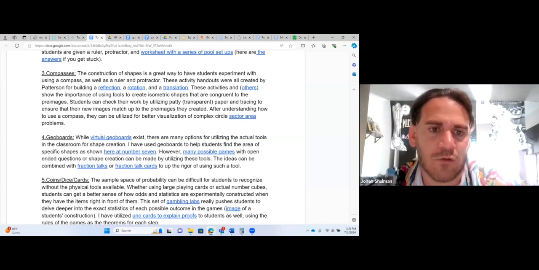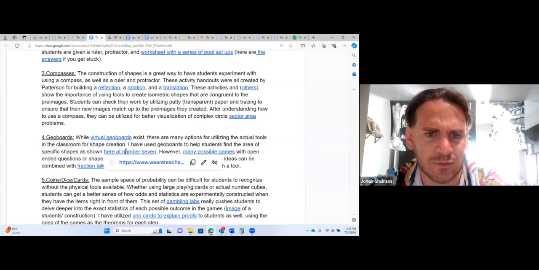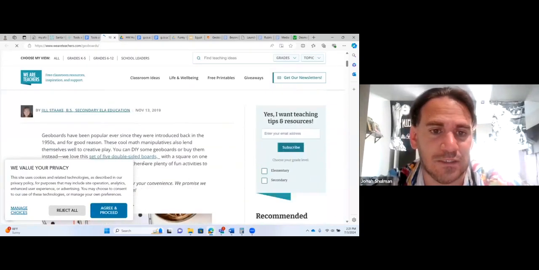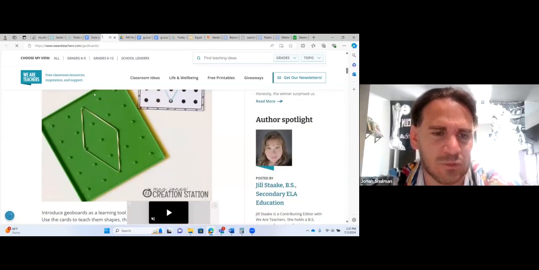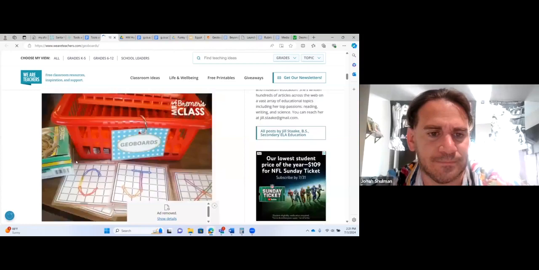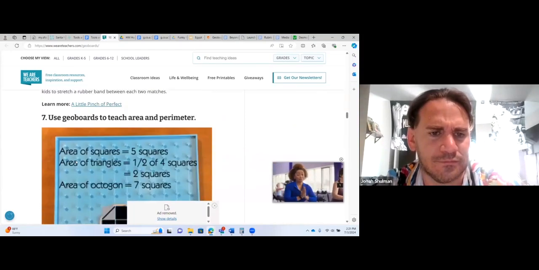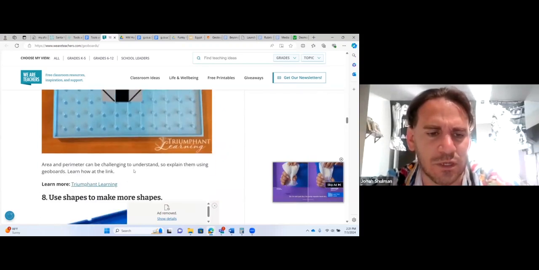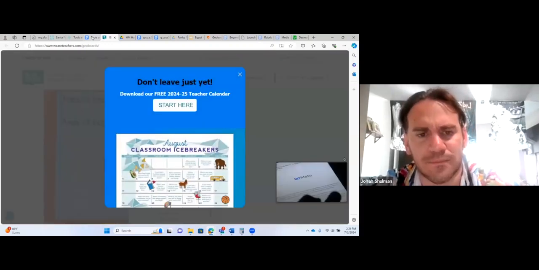While virtual geoboards exist, there are many options for actually using the geoboard. So I have used geoboards to find area of specific shapes. This one was number 7, but here's 18 ways you can use your geoboard. This is what the geoboard looks like. I did number 7. Where's 7? Oh yeah, so you basically have this to see the area of squares, perimeters. You're just using geoboards to teach about area and perimeter, which I think is really useful.